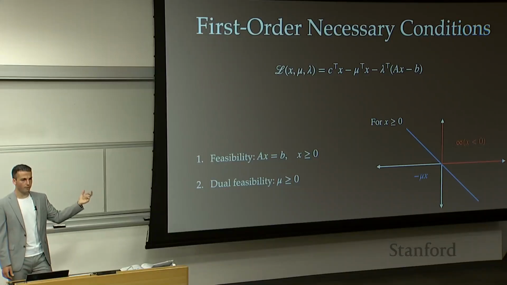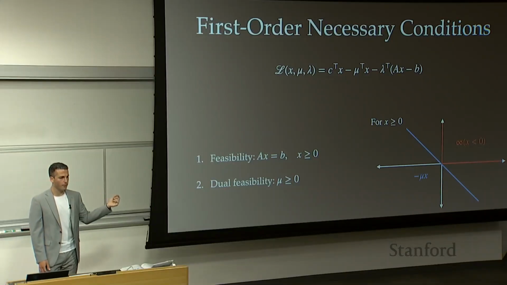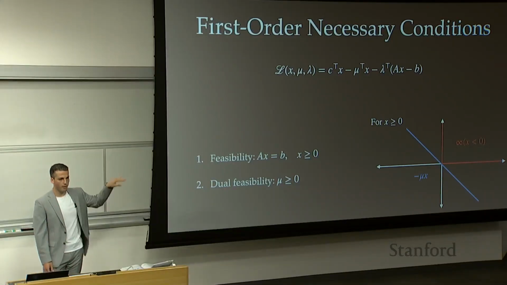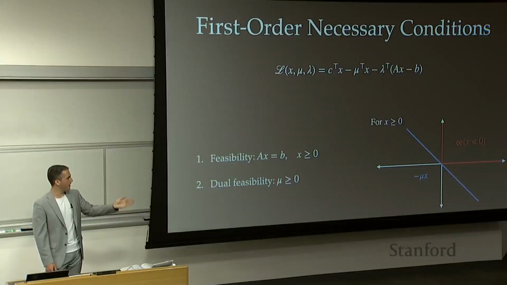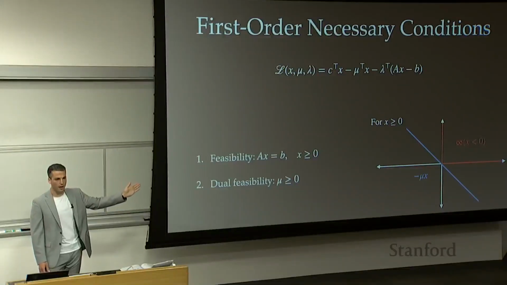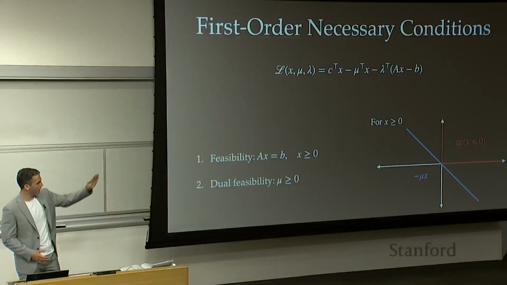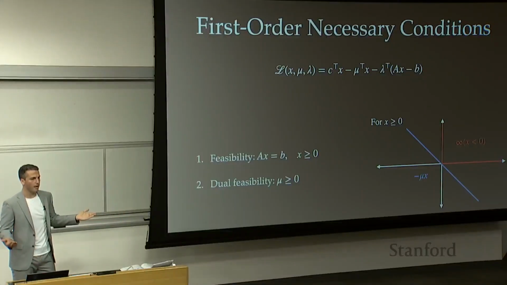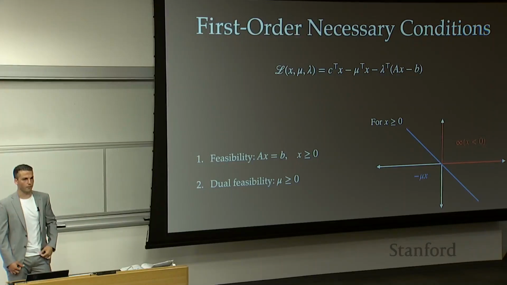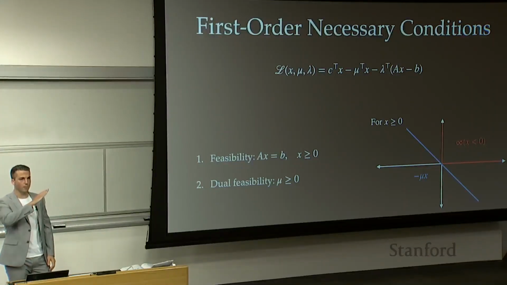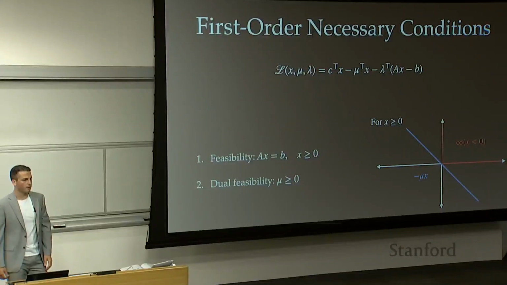And we require dual feasibility, which is mu greater than or equal to 0, to enforce the correct direction of this penalty. Right? So it's basically just saying that the slope of this line has to be in the correct direction. If mu was allowed to go into the positive quadrant there, it wouldn't make any sense for the penalty that we're trying to enforce. So that's where this dual feasibility requirement is coming from: the slope of this mu transpose x line.